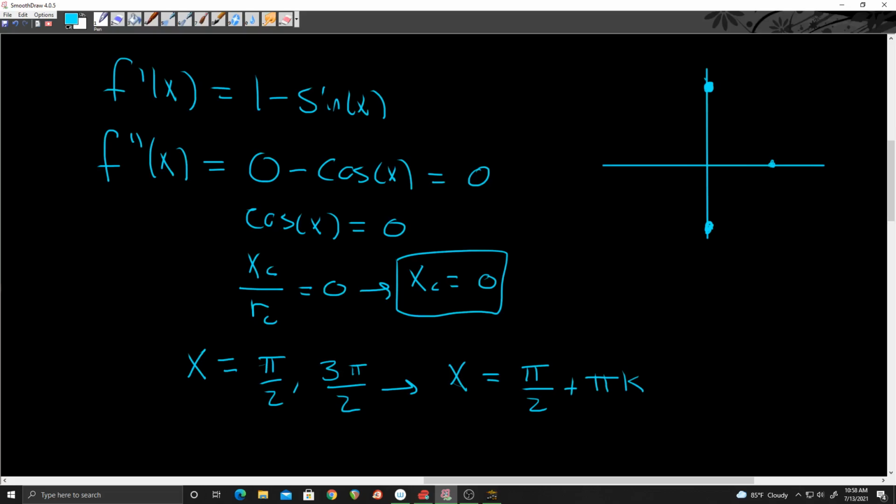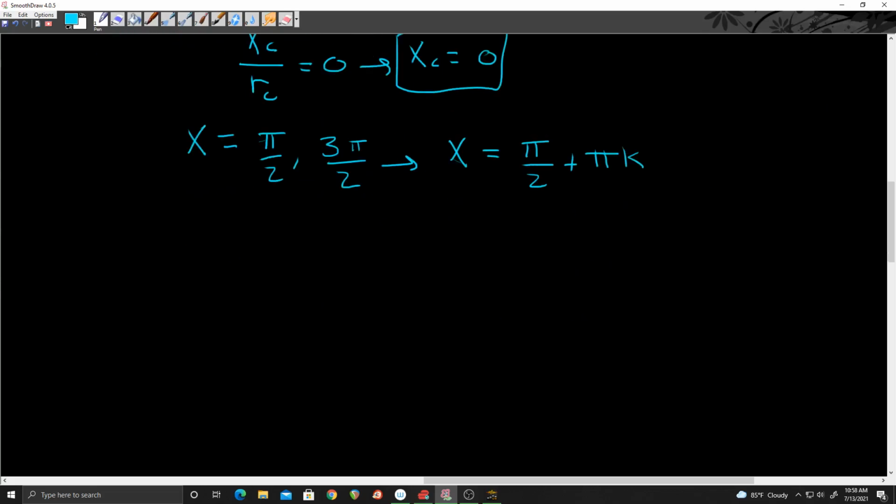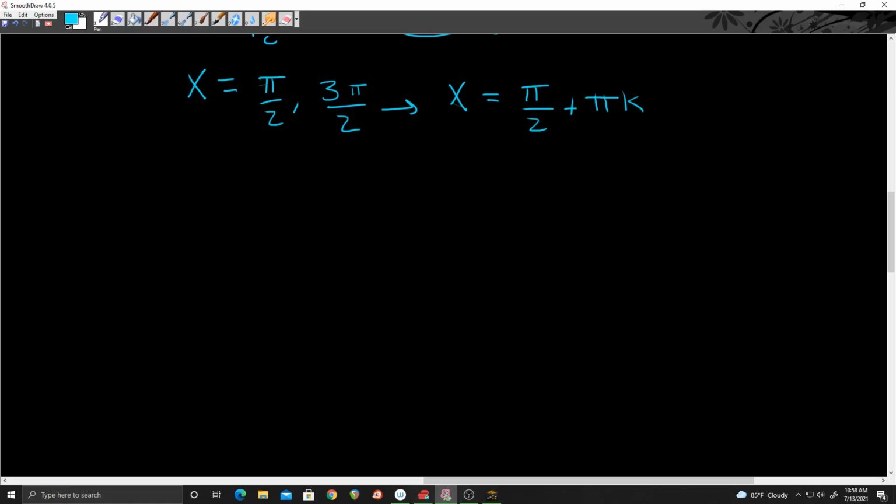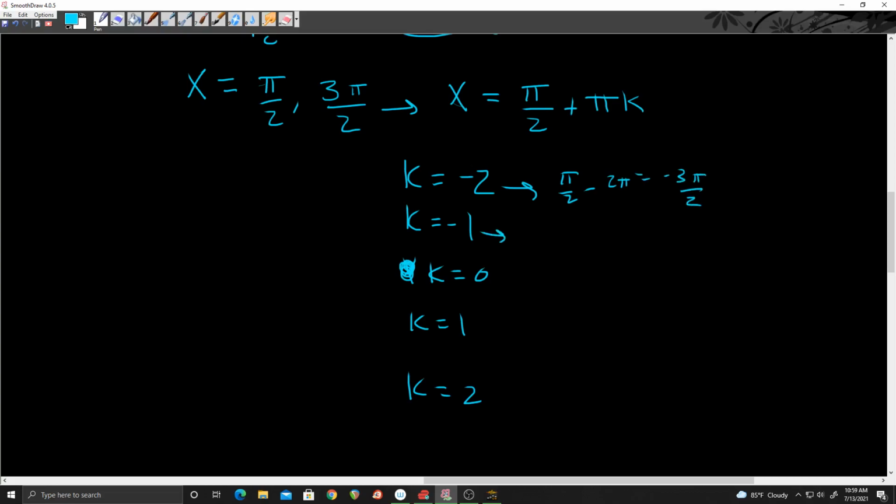Okay, and just like we did before, we're going to make a few intervals and see if the concavity changes. We're going to see if we can establish a pattern. So let's do the same thing we did before. Let's do k equals -2, -1, 0, 1, and 2. If we do -2, pi over 2 minus 2 pi, well, it's like 1 minus 4, it's like -3 pi over 2. Pi over 2 minus pi is -pi over 2. Pi over 2 plus nothing, pi over 2. Pi over 2 plus pi, 3 pi over 2. Pi over 2 plus 2 pi, 5 pi over 2. Right?